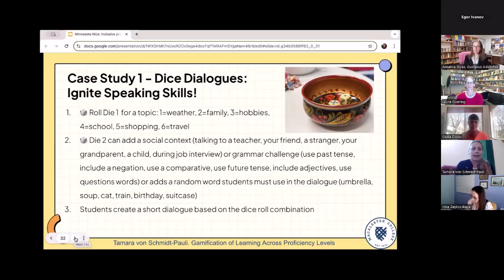So you decide. And then die two, you could play with just die one, or you can add die two where you can add a social context. For example, you're talking to a teacher or to a friend, to a stranger, and so on. You could ask them, what each number equals to, maybe use a comparative, use future tense, include adjectives. So then students create a short dialogue based on the dice roll combination. Next slide, please.